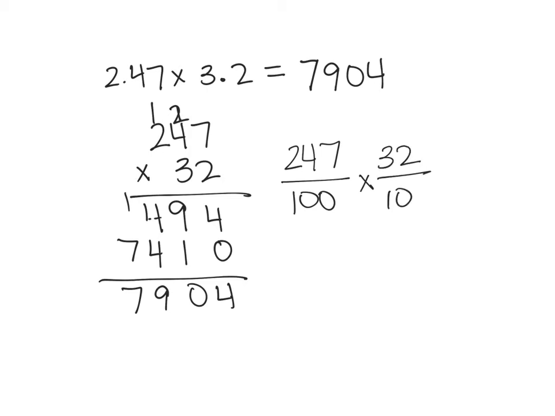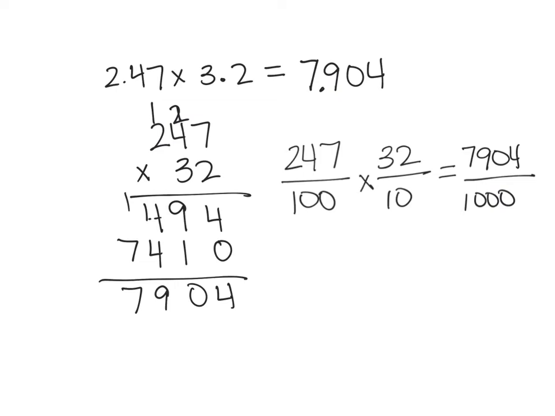And if I were to multiply these fractions straight across, I would get 7,904 over 100 times 10 is 1,000. So my answer should be equivalent to 7,904 thousandths. So I need the 4 in the thousandths place, which would put the 0 in the hundredths, the 9 in the tenths place. Therefore, a decimal would belong in between the 7 and the 9.